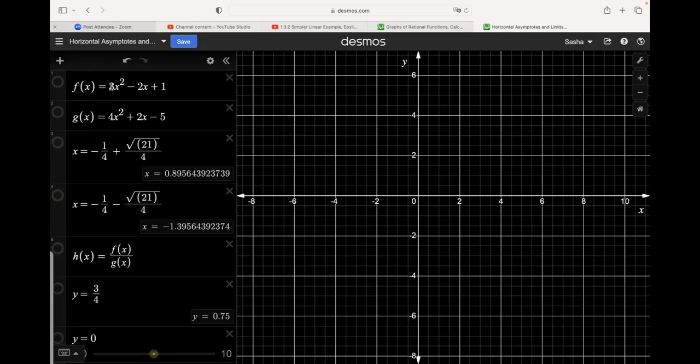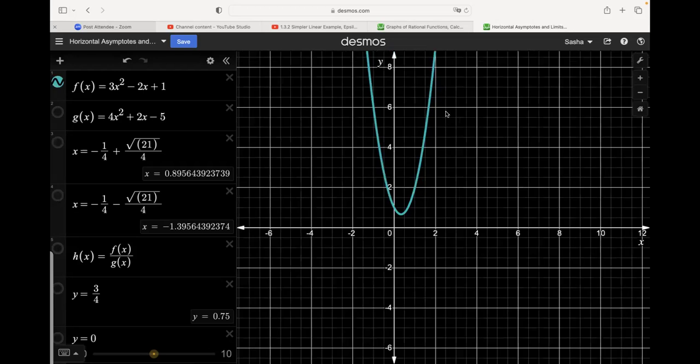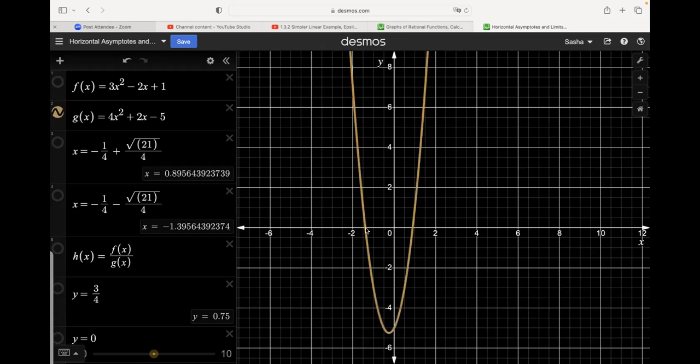Let's look at the graph of this 3x squared minus 2x plus 1. We could complete the square and figure out where the vertex of the parabola is. We know since the 3 is positive, it's a parabola facing up. But if we look at the graph, we can see the parabola never crosses the x-axis. So its roots are complex numbers. We found those on our paper. Let's look at g of x. G of x does cross the x-axis at about there, approximately negative 1.396, and there, x equals 0.896.